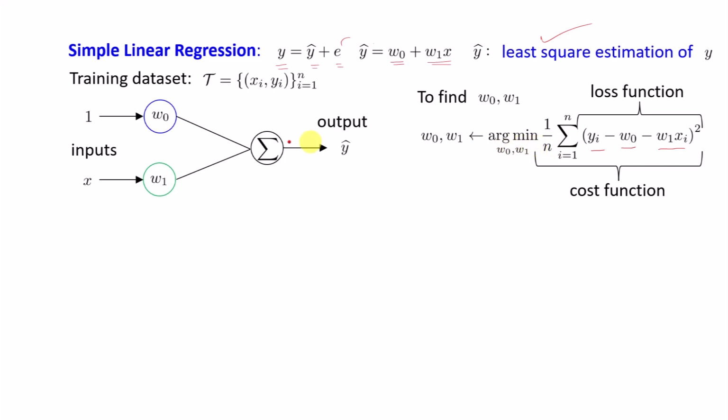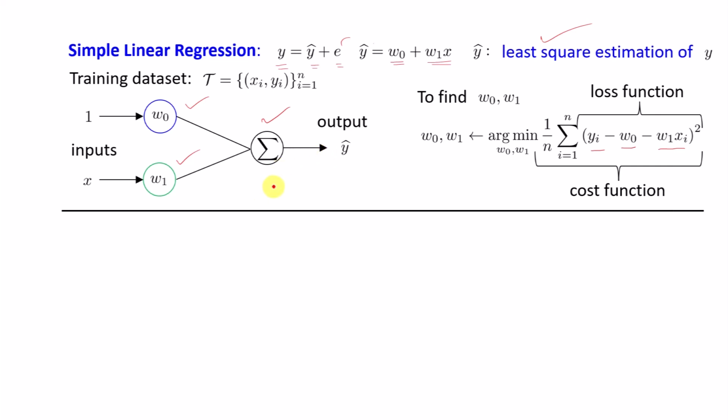To visualize the process, we can think of two nodes. One node is the bias node that contains W0, another is the weight node that contains W1. In the bias node, the input is 1. That bias node multiplies that input with W0 and sends this to the summation node. In the weight node, the input is x. X is multiplied with W1 and sent to the same summation node. This node sums W0 and W1x and sends that as output.